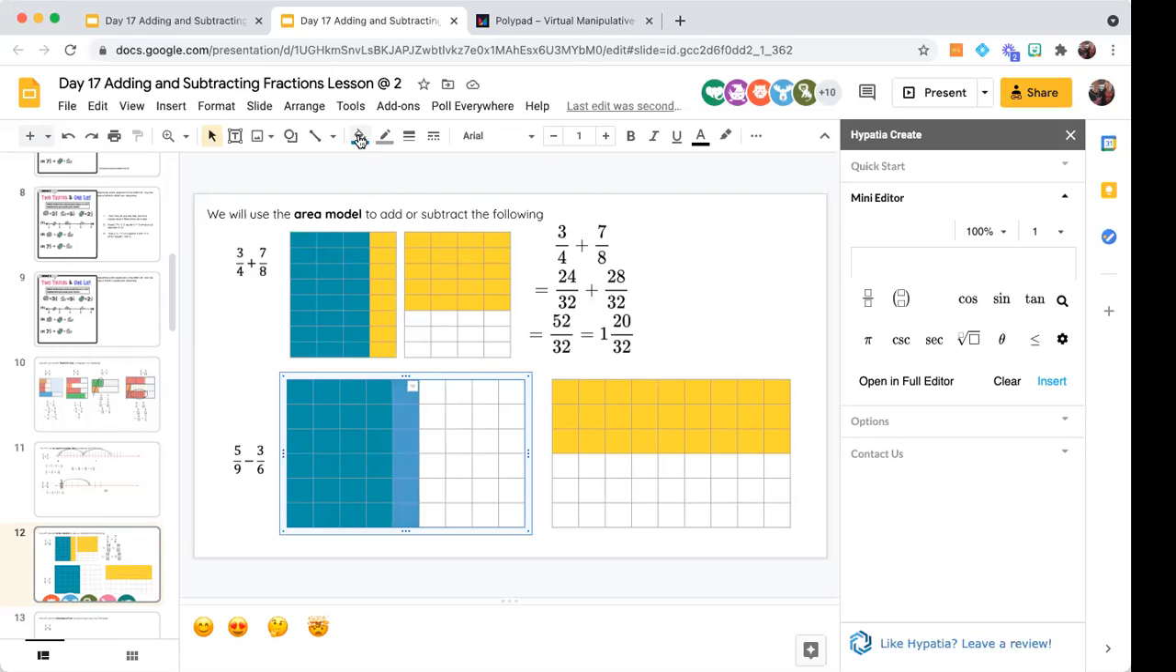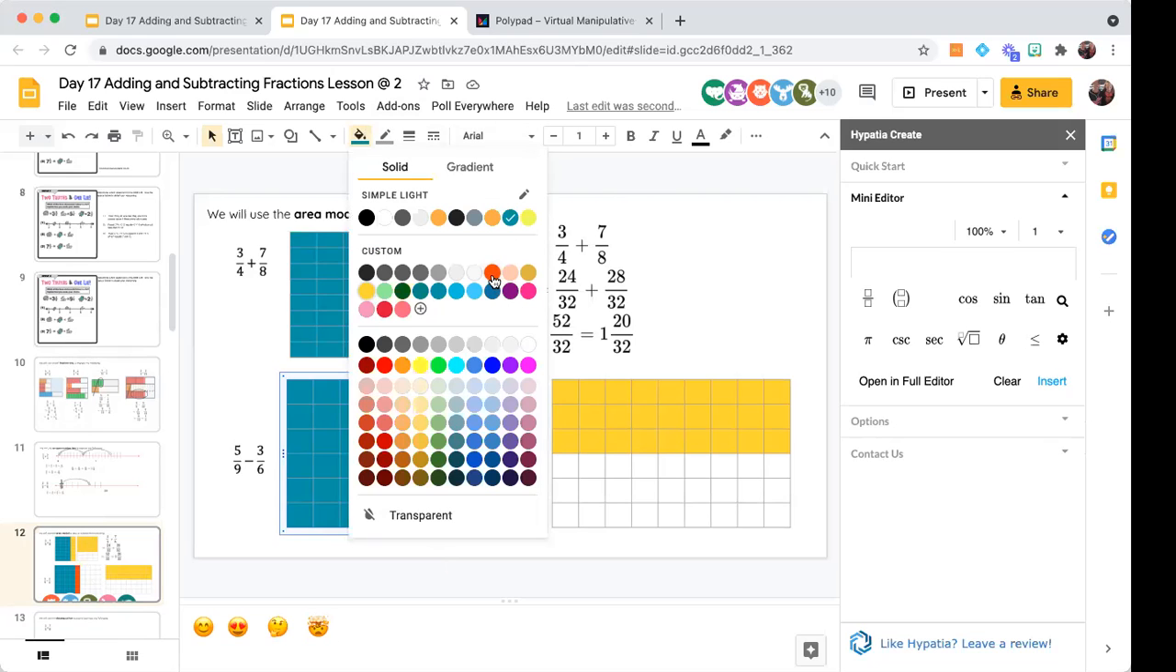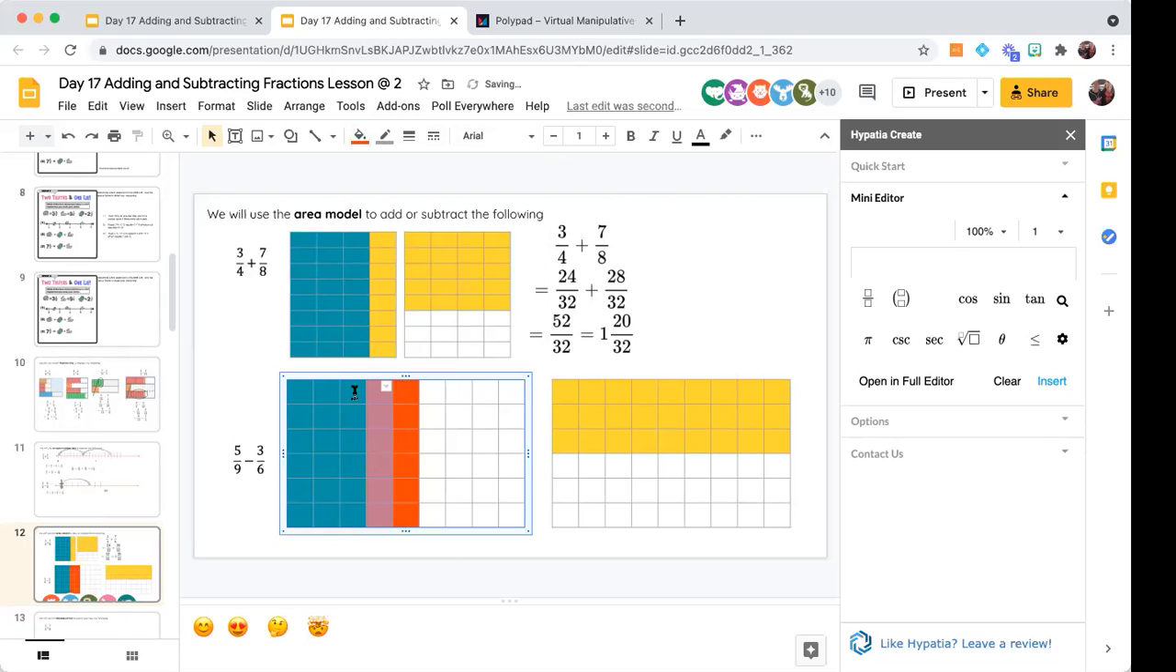So right here, let's turn them red. Here's 1, 2, 3, 4, 5, 6. Another 6, we're getting rid of 12. Another 6, we're getting rid of 18. Another 6, here's 24 that we're getting rid of. And we need to get rid of 3 more: 24, 25, 26, 27.